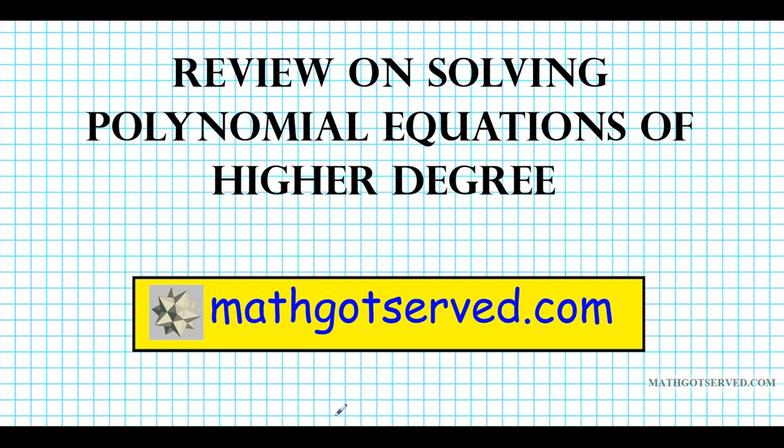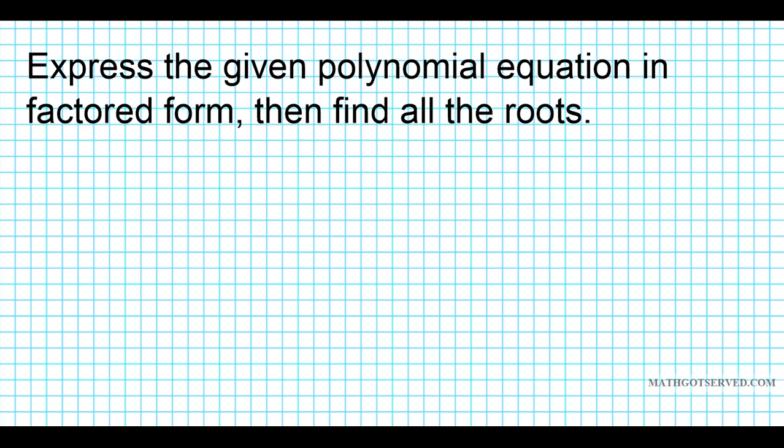In this clip, we're going to be going over how to solve polynomial equations of higher degree. The instructions are as follows. We're to express the given polynomial equation in factored form, then find all the roots. Okay, so for number one, let's say we have the polynomial equation 4x² − 9 = 0.